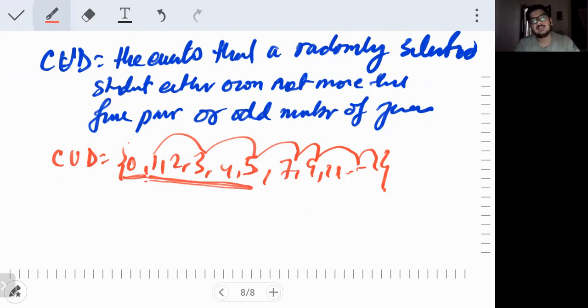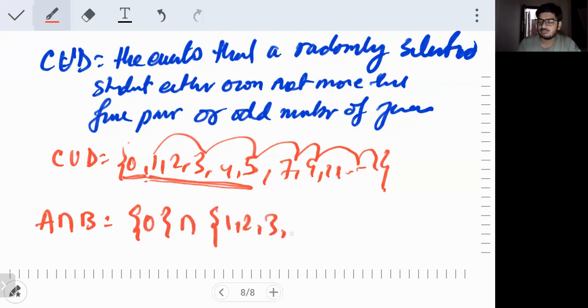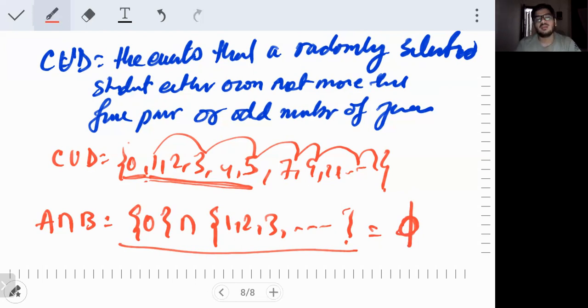Now if we have to define an intersection event, let's say A and B is the event that a randomly selected student owns no jeans and owns some jeans, right? If we say it as A intersection B, that will be 0. First of all, the event 0 intersected with 1, 2, 3, some pairs of jeans, is an empty set, called phi, right?